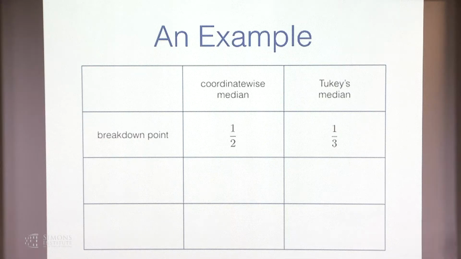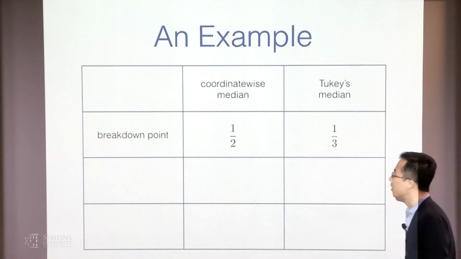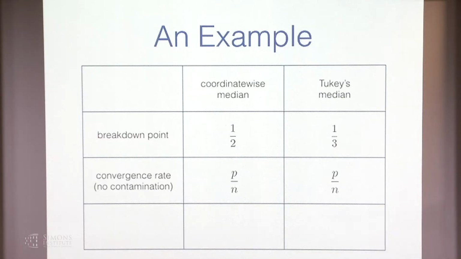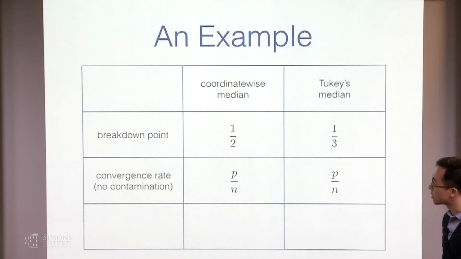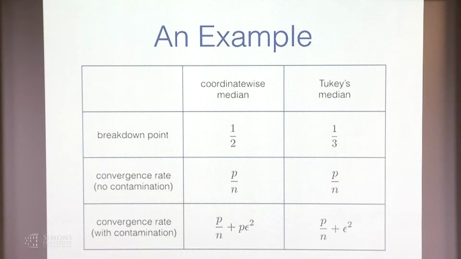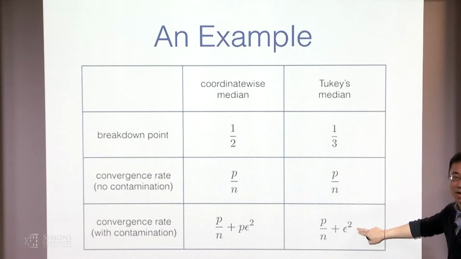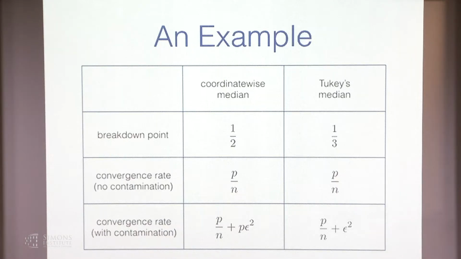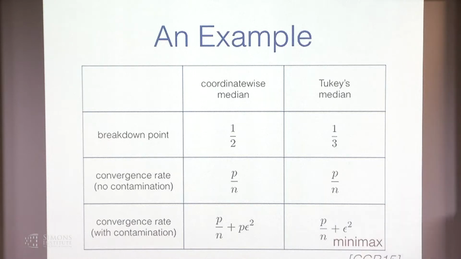In addition to the breakdown point that assesses the robustness property, we can also look at the convergence rates. If there is no contamination, the convergence rates of the two estimators are the same, p over n, and you cannot distinguish them. However, when there is contamination and you calculate the rates of convergence in Huber's epsilon contamination model, then you can really see the difference, especially in the second term that depends on epsilon. The rate for Tukey's median is dimension independent, while here you have p times epsilon squared. And this rate can be proved to be the minimax optimal rate in Huber's epsilon contamination model.